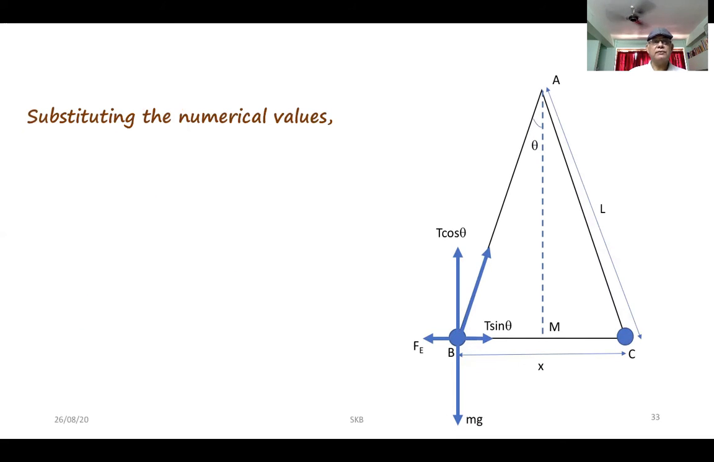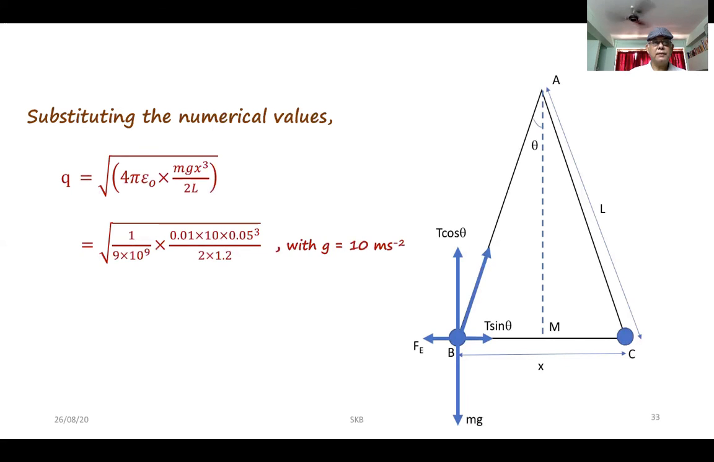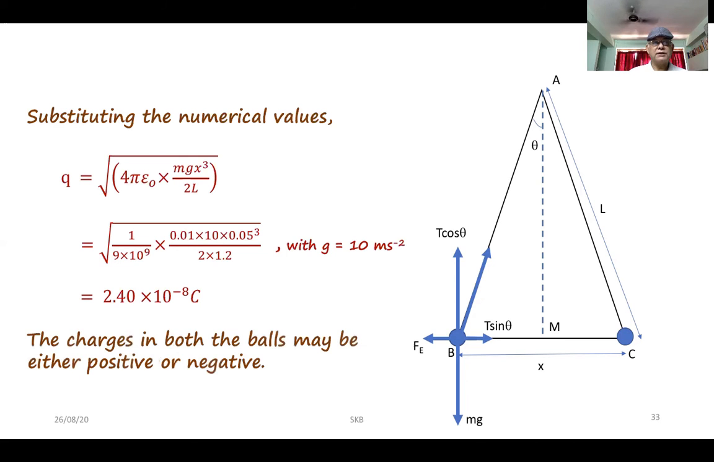Substituting the numerical values, Q is given as under root the expression. Simplifying, substituting g equal to 10 meter per second square, we get Q equal to 2.40 into 10 to the power minus 8 coulomb. The charges in both the balls may be either positive or negative.